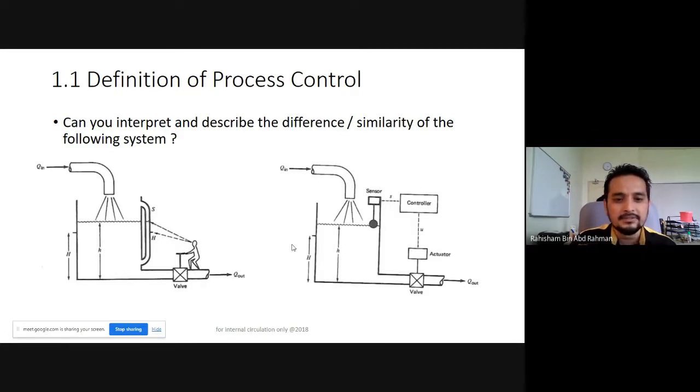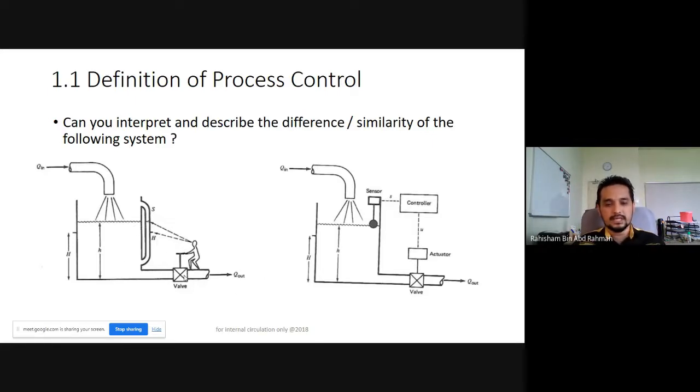So yes, you are right. Basically, these are processes to control or maintain the liquid, I would say oil, in the vessel at a certain level. If we have a continuous incoming flow, you can see Q in, a flow rate into the vessel, and we have a Q out.